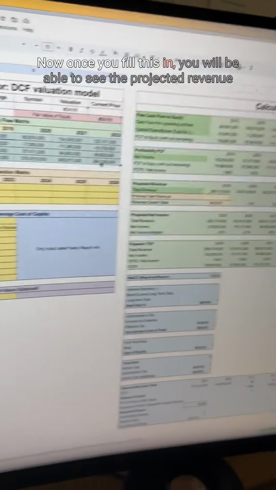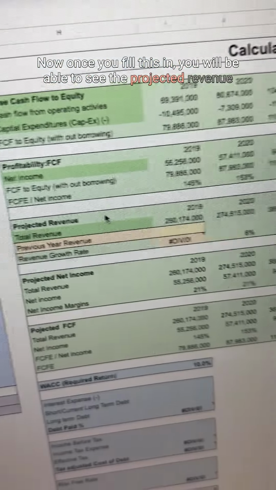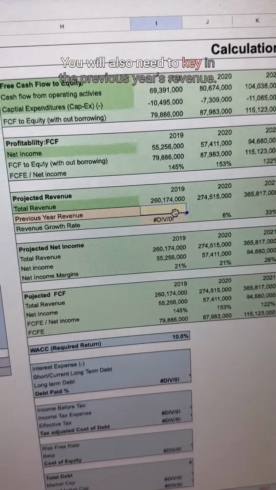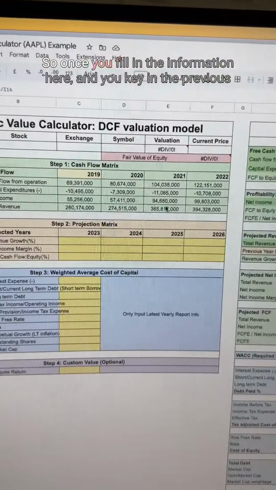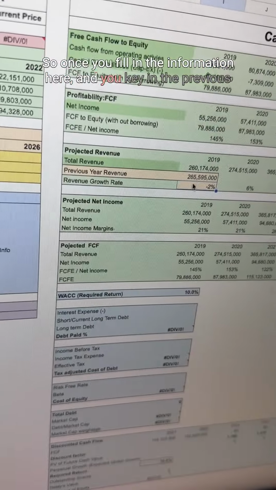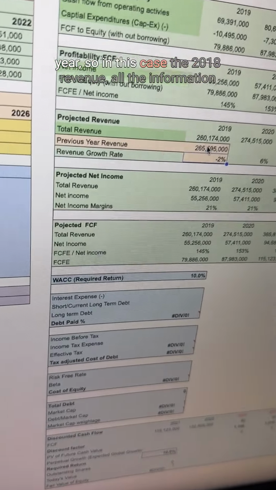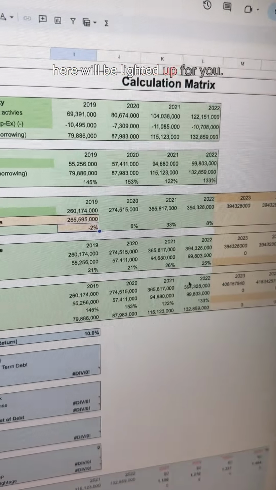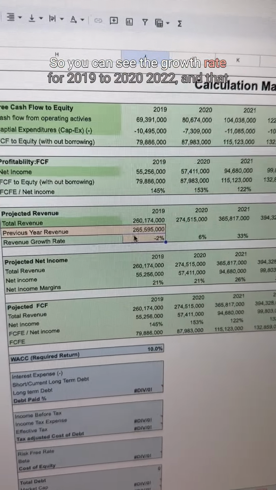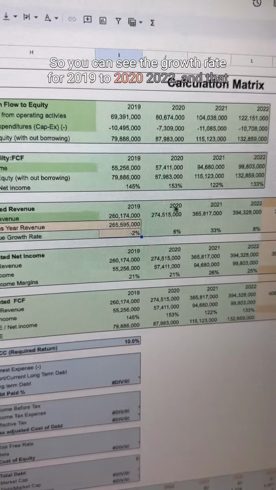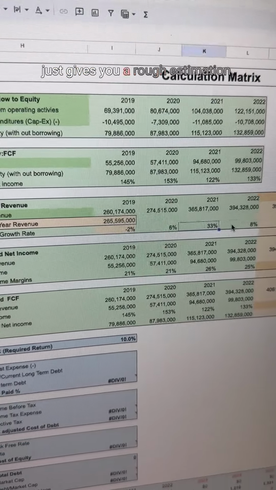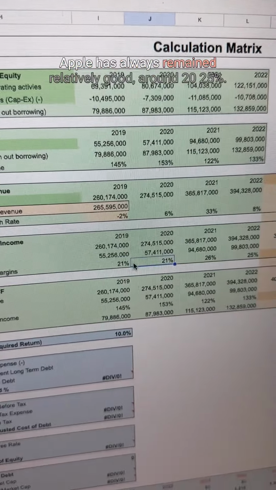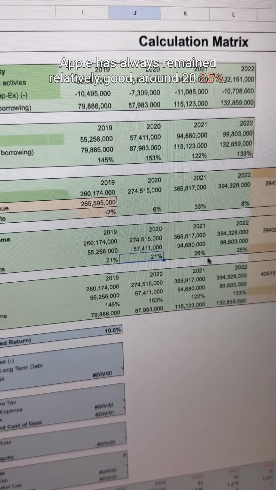Once you fill this in, you will be able to see the projected revenue on the right, which is indicated here. You will also need to key in the previous year's revenue. So once you fill in the information here and key in the previous year, in this case the 2018 revenue, all the information here will be lit up for you. You can see the growth rate for 2019 to 2022, and that just gives you a rough estimation. You can see that the net income margins for Apple have always remained relatively good, around 20 to 25%.